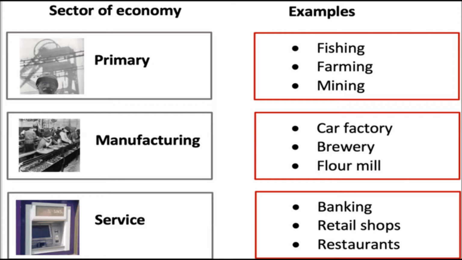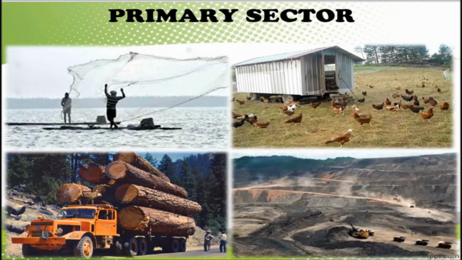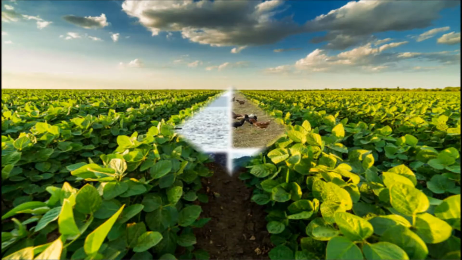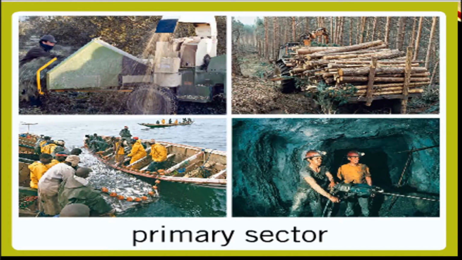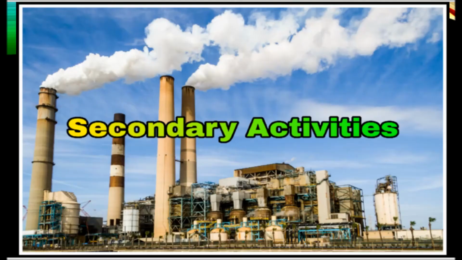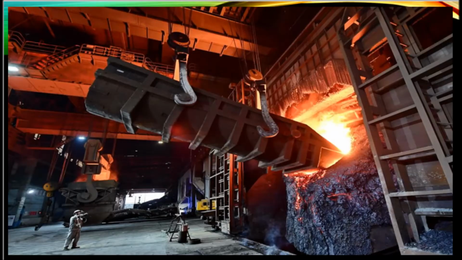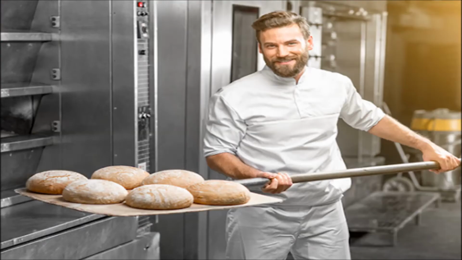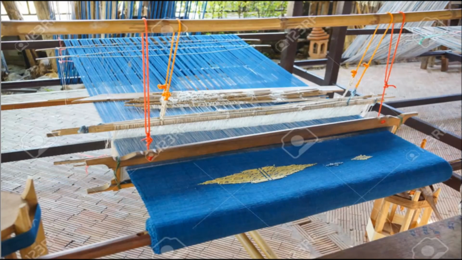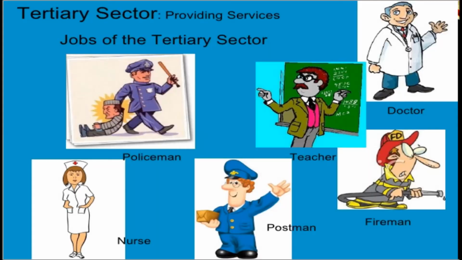Primary activities include all those activities which are connected with the extraction and production of natural resources. For example, agriculture, fishing, mining, gathering forest products. Secondary activities are concerned with the processing of resources, that is, making steel out of ores, or baking bread out of flour, or weaving cloth out of cotton are examples of secondary activity.